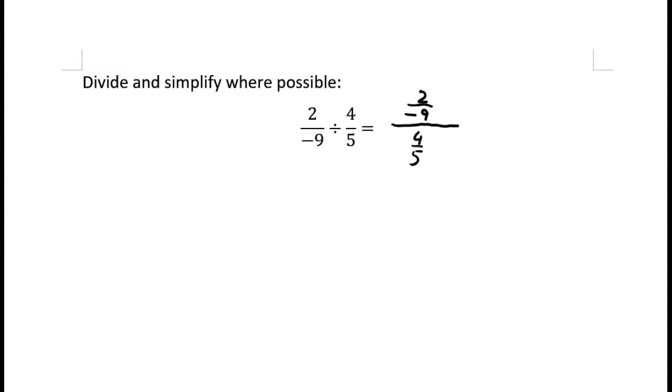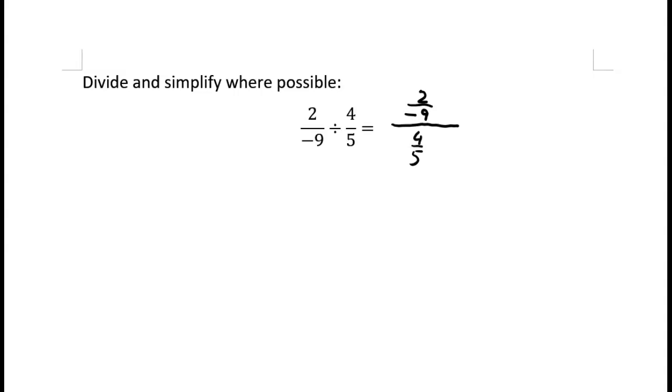Now the good thing about division and multiplication is we don't really need to worry too much about the denominators to be the same. Remember, when we do addition and subtraction of fractions, we can only do that when the denominators are the same, but with division and multiplication we don't need to worry about it.